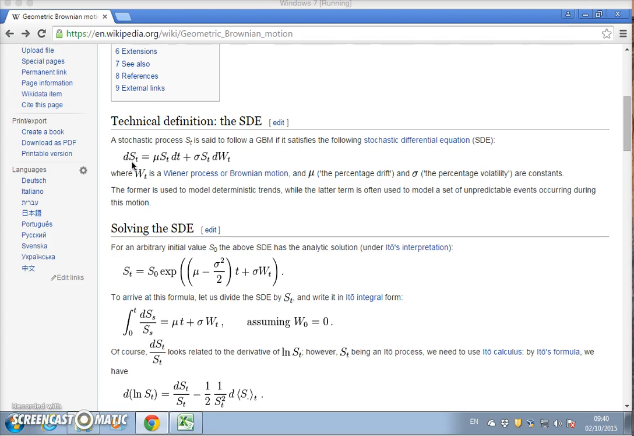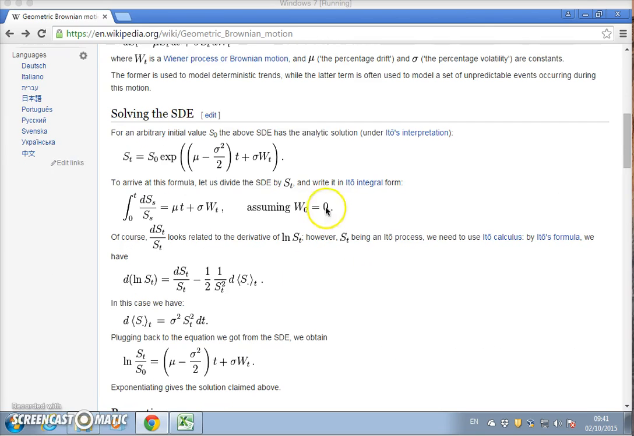that a change in the stock would be equal to some kind of mean drift rate times the stock by the change in the time period, plus a volatility measure scaled for the stock price, and then this Wiener process, which defines a random, normally distributed shock.